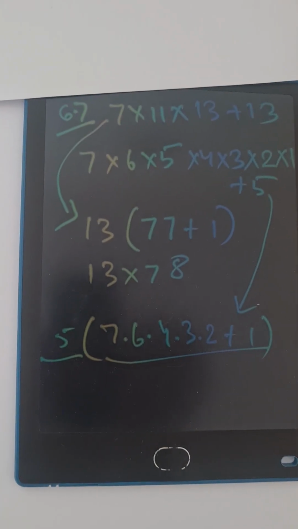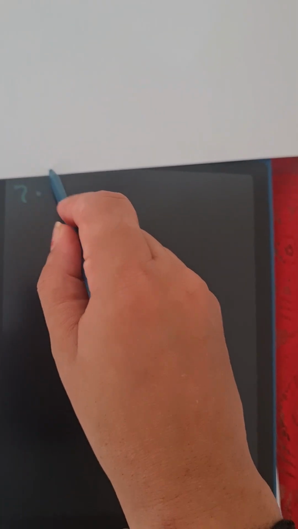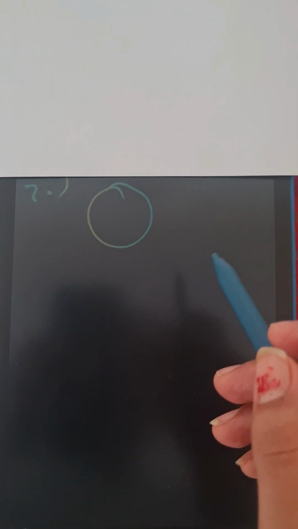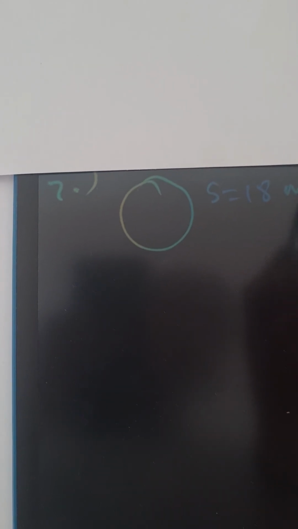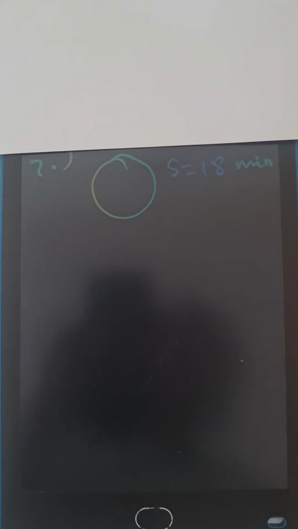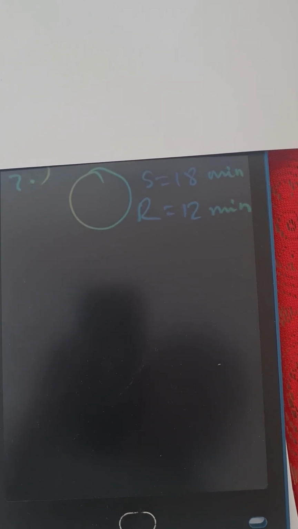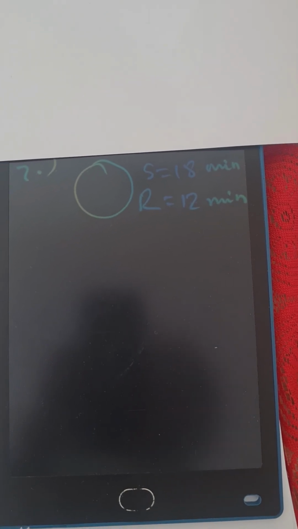Now the next question is seventh question. There is a circular path around a sports field. Sonia takes 18 minutes to drive one round of the field. I'll draw while I read the question. So Sonia takes 18 minutes to drive one round of the field, while Ravi takes 12 minutes for the same. Suppose they both start at the same point and at the same time and go in the same direction. After how many minutes will they meet again at the starting point?